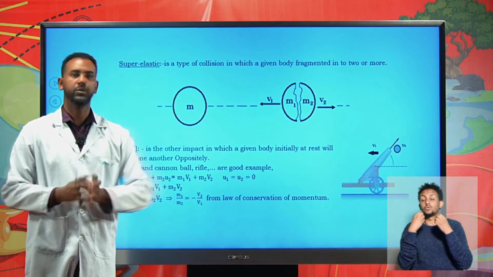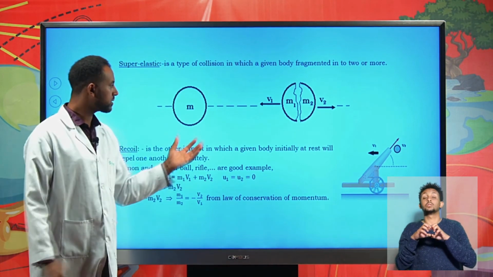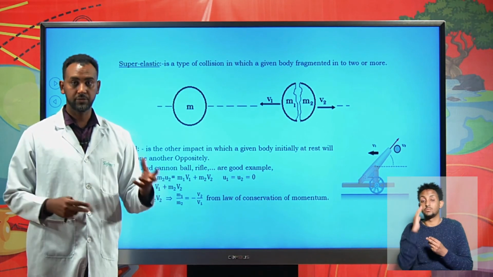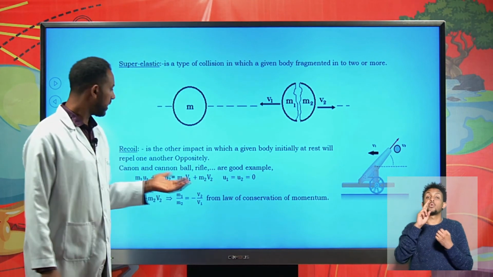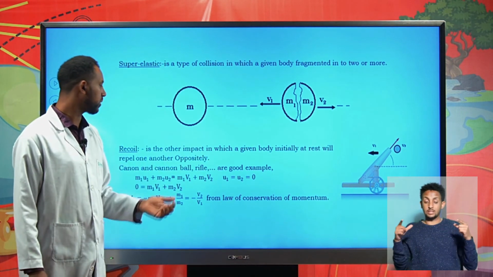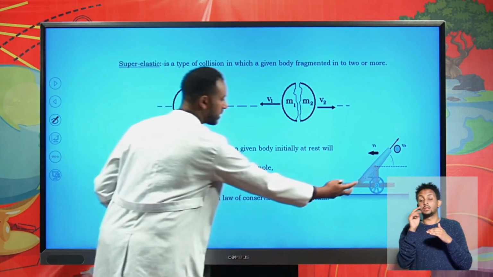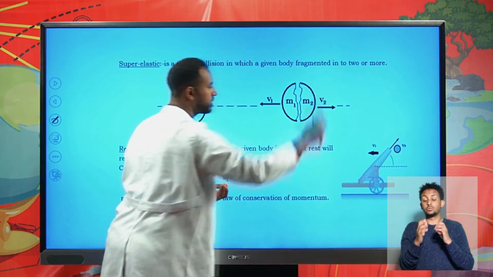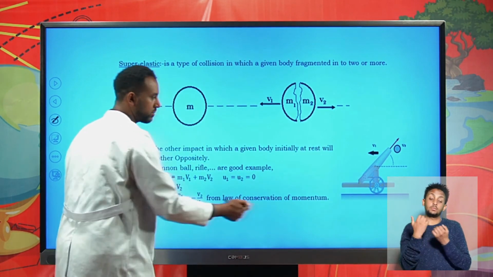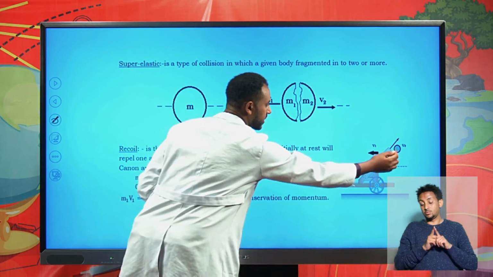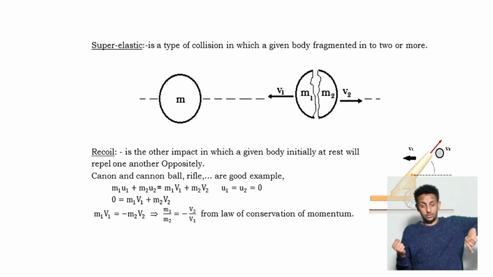A given object might explode, or a given compacted thing might be relaxed, so that different masses might be moving in different directions. Such a type of collision is said to be a superelastic collision. Some common examples of superelastic and recoil are a cannonball and a cannon. For example, here you have a cannon, and while the cannonball is exploded and moving in this direction, the cannon might move in the opposite direction. The cannonball moves in this direction, whereas this one tends to move in the opposite direction.